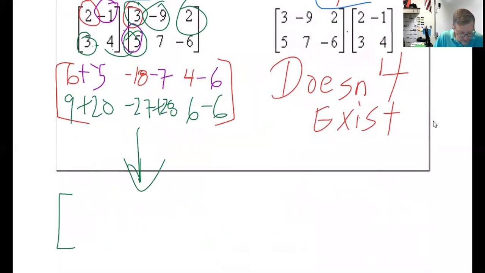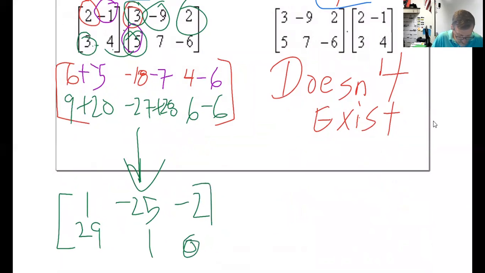And then you just, at this point, do the arithmetic. So 6 plus negative 5 is 1. Negative 18 minus 7 is negative 25. 4 minus 6 is negative 2. 9 plus 20 is 29. Negative 27 plus 28 is 1. 6 minus 6 is 0. Okay. We're going to go ahead and practice a little bit more on this in the next video.